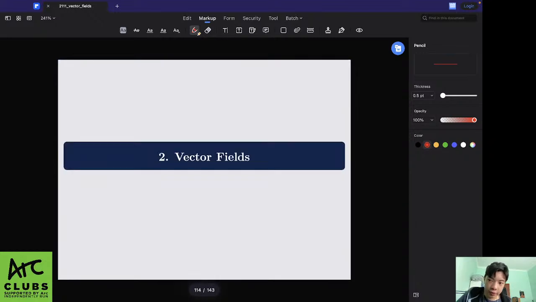Now, I think we can move on to vector fields. And vector fields is actually a pretty simple topic, I think.